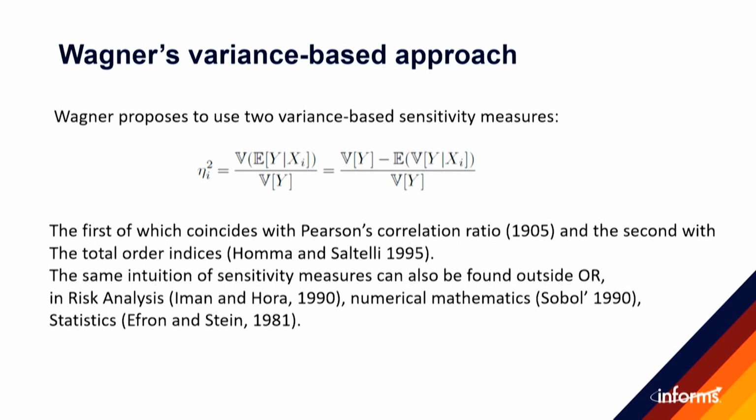Which in the same years is rediscovered by Iman and Hora in a paper in Risk Analysis 1990, and by several works of the Russian mathematician Ilya Sobol, who wrote these papers, and even in Efron and Stein 1981, this is a paper in the Annals of Statistics. So in different disciplines, they come back to the same results. I don't know how many of them cite back Pearson, but then someone also rediscovered that originally the idea was in Pearson. But it's not important, but look at the years.